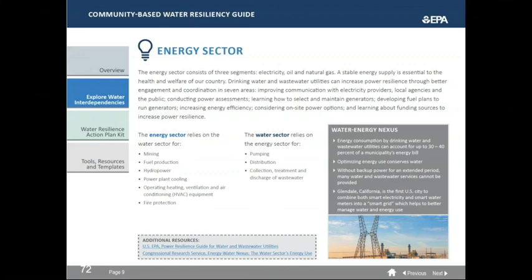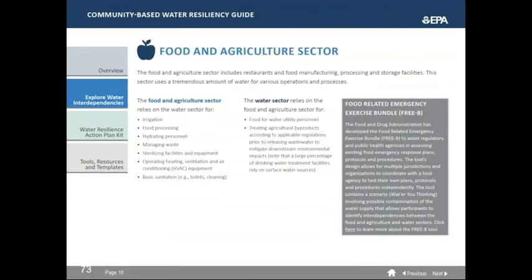So for example, here for energy, how they rely on water, and vice versa, how the water sector relies on energy. Now, our past CBWR tool had much more length and information on the sectors. It was kind of a data hub. However, this is designed to be more of a quick go-to when understanding how to work with the various interdependencies. We give quick snapshots to the far right here of some real-world examples, and then we have resources at the bottom as well. So this is very much a quick snapshot of the sectors.